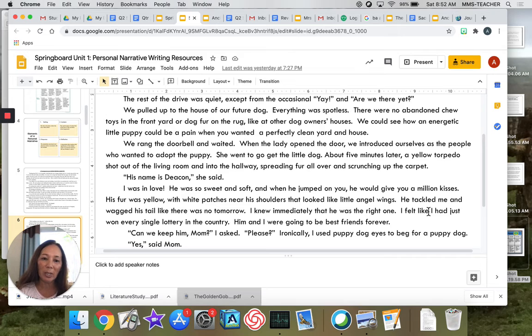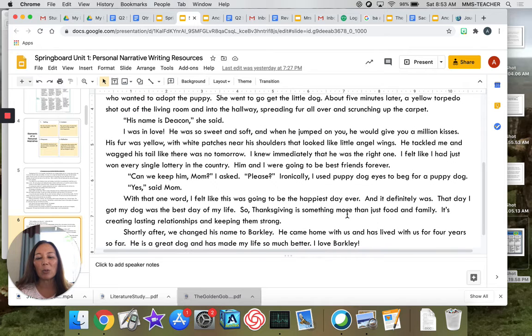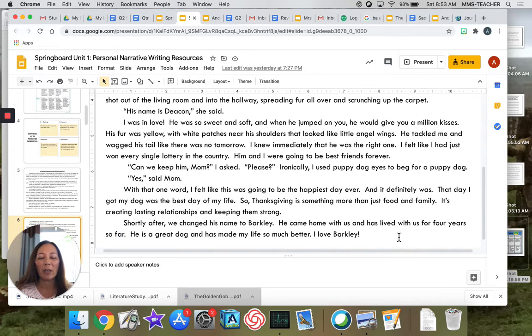I knew immediately that he was the right one. I felt like I had just won every single lottery in the country. Him and I were going to be best friends forever. "Can we keep him, Mom?" I asked. "Please?" Ironically, I used puppy dog eyes to beg for a puppy dog. "Yes," said Mom. With that one word, I felt like this was going to be the happiest day ever. And it definitely was. That day I got my new dog was the best day of my life. So, Thanksgiving is something more than just food and family. It's creating lasting relationships and keeping them strong.